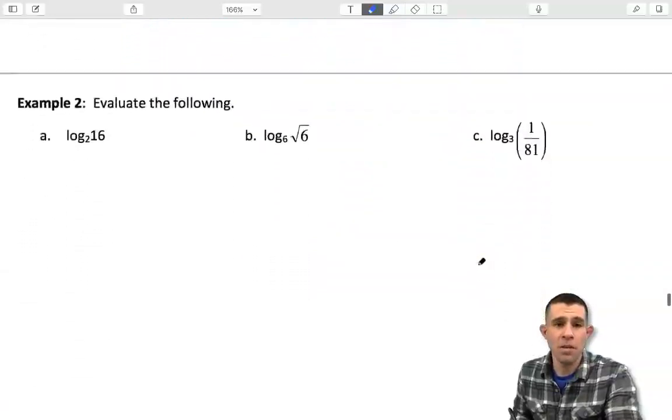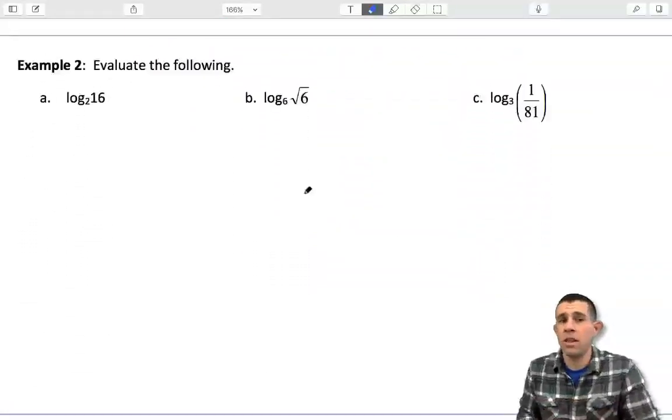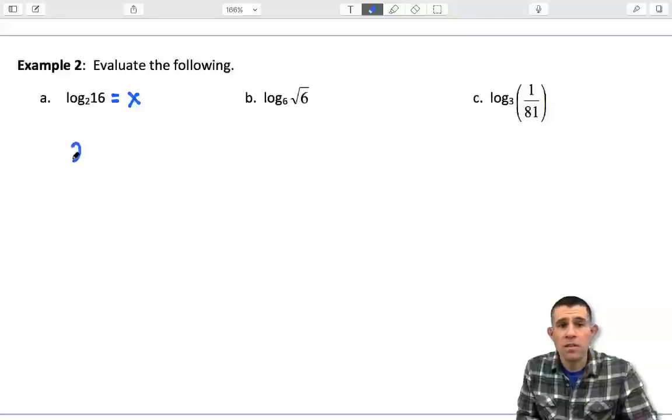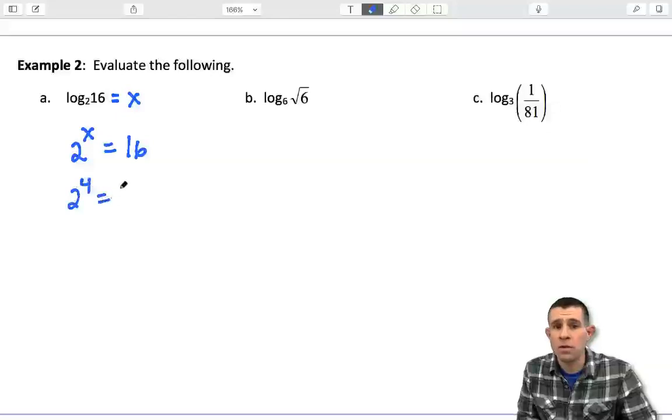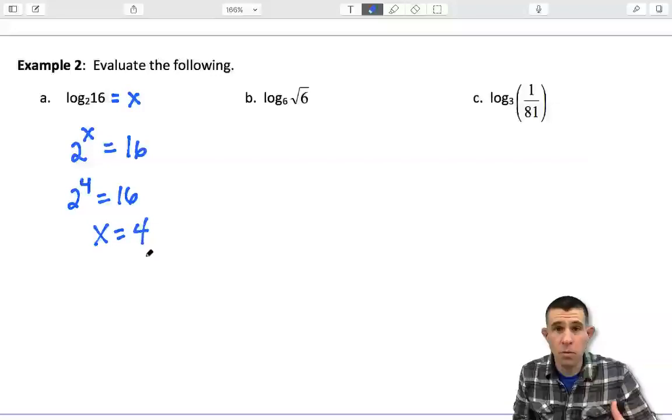All right, a few more examples for today. It says evaluate the following. Well, log base 2 of 16 is equal to x. In other words, x is the power I raise 2 to in order to get 16. Well, we know 2 to the 4th power is equal to 16. Therefore, this value of x must be equal to 4.